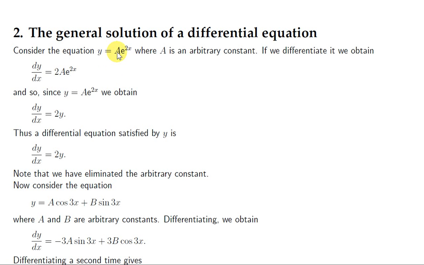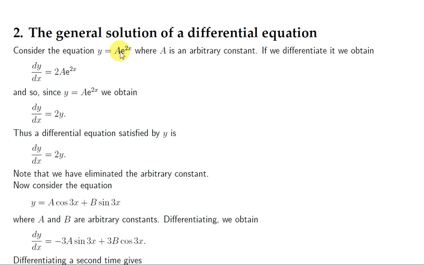Consider the equation y equals ae to the power of 2x, where a is constant. Let's differentiate this function. Well, we know if we differentiate e to the power of something, we just get it back. But then we must multiply by the derivative of the power. The derivative of 2x with respect to x is 2.